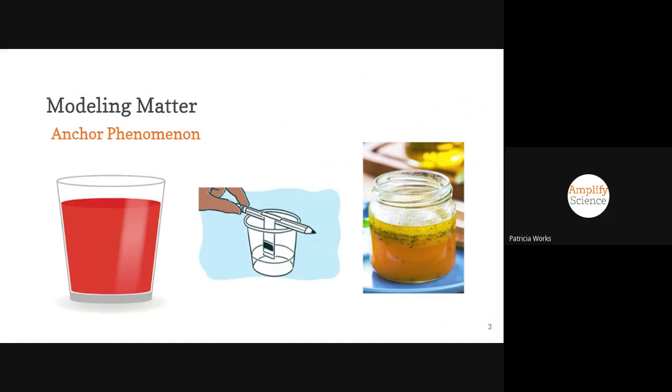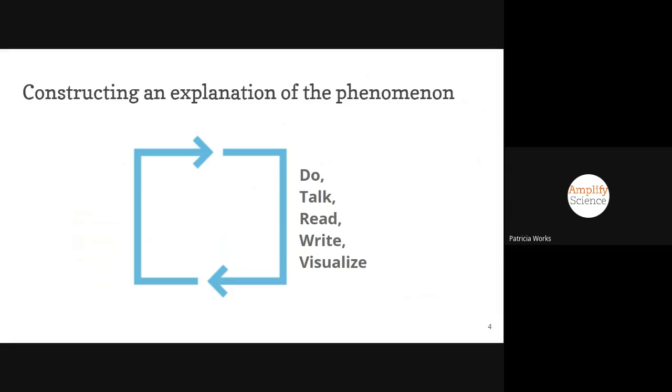In doing so, students figure out that the properties of materials are related to the properties of the nanoparticles that make up those materials. As they work through the 3 chapters in this unit, they gather evidence from multiple sources by doing, talking, reading, writing, and visualizing.